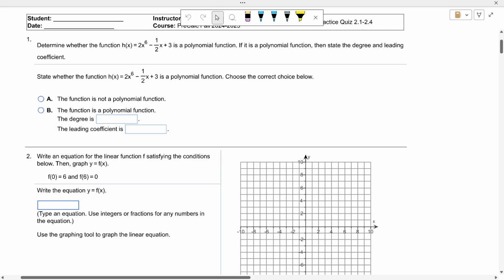So we start out with the basics. Okay, polynomial function.